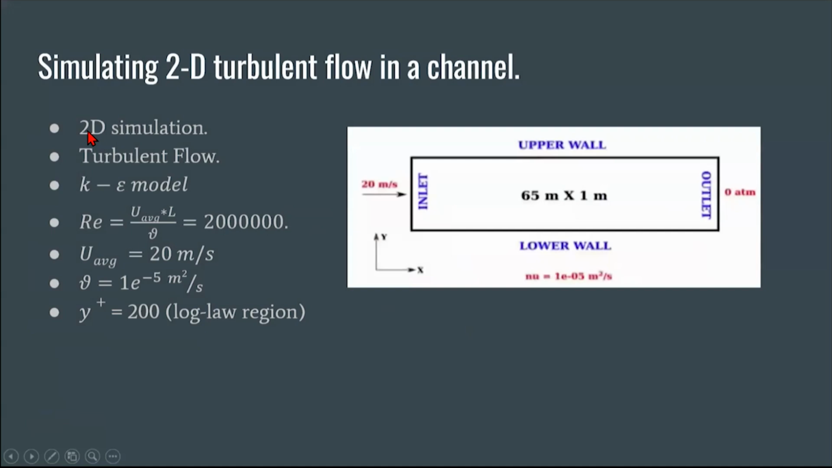So here we are using the k epsilon model, and we are simulating for a Reynolds number of 2 into 10 to the power 6, which gives us an average velocity of 20 meters per second and a kinematic viscosity of 1e minus 5. And we are using a y plus of 200. So this is a very large value of y plus and lies in the log region.